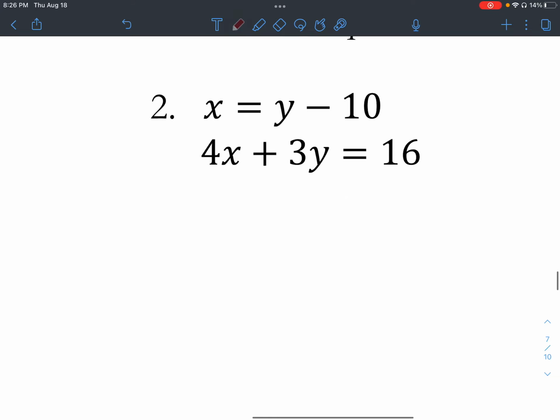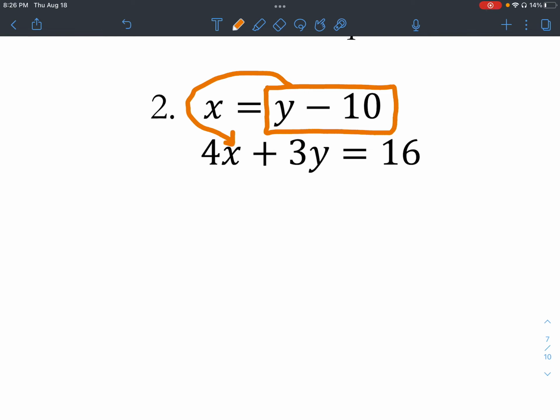Now, problem number 2, very similar. You'll notice that one letter is isolated by itself on one side, which means we're going to take what it's equal to and substitute that in wherever we see an x on the other side. I have the 4, and the x value turns into y minus 10. Remember, whenever there is more than one thing to plug in or multiplication happens, we need to make sure we use parentheses.